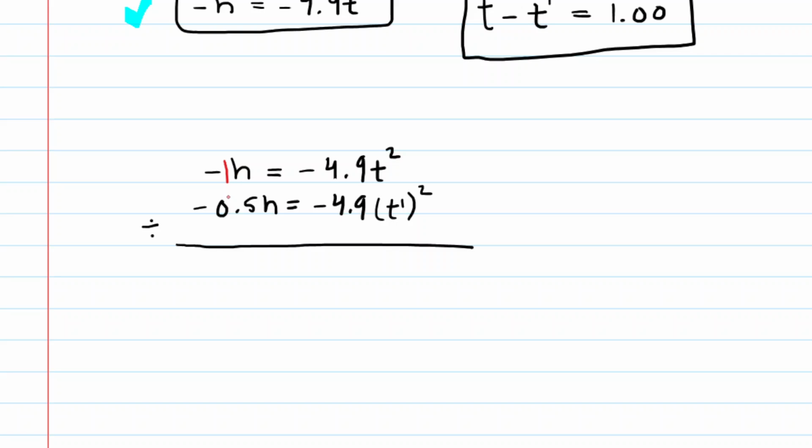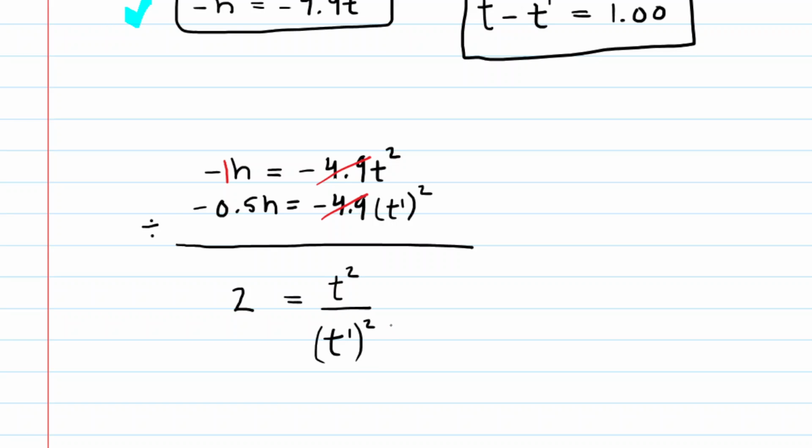When you do that division, you end up with 2. As far as the h's are concerned, h divided by h equals 1. So you basically just have 2 times 1, which of course is just 2. So the left side just simplifies to 2. Now we have negative 4.9 divided by negative 4.9. That equals positive 1. And then we're also left with this t squared over t prime squared.